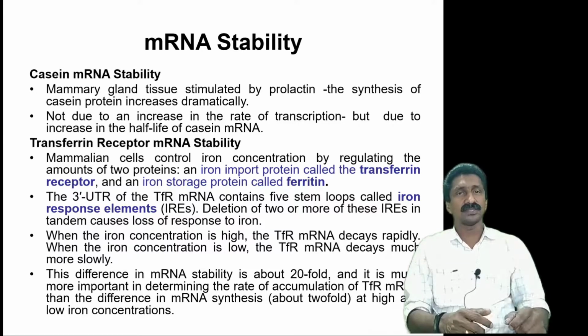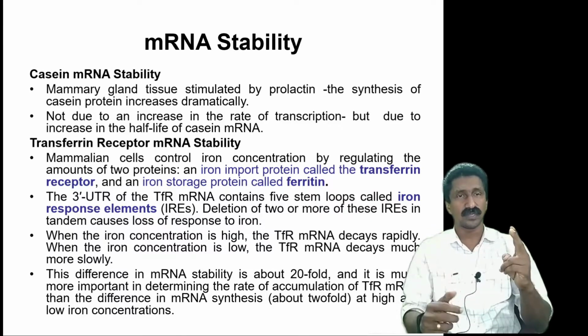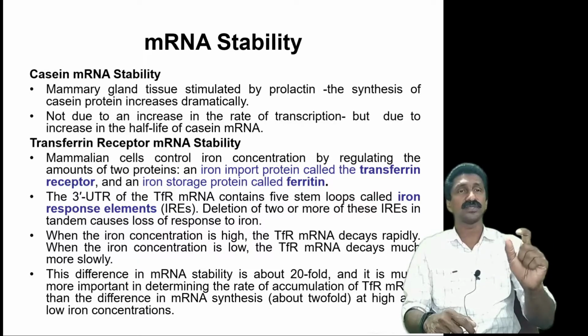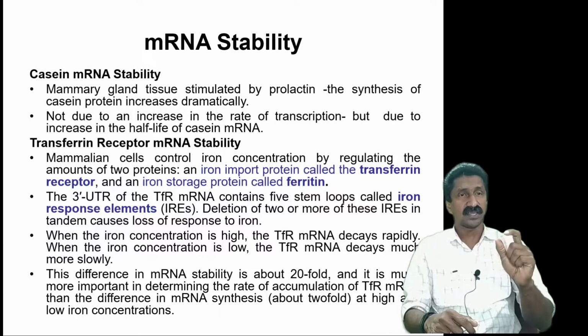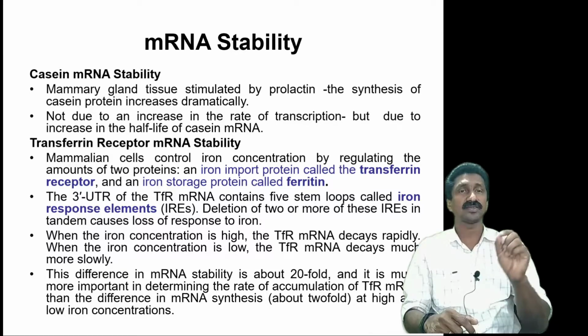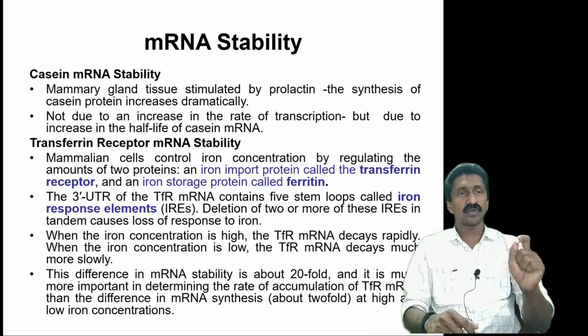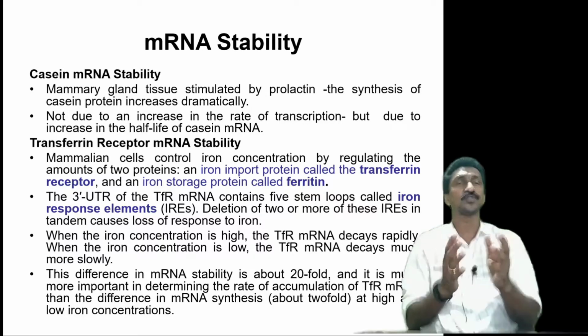Mammalian cells control the iron concentration by regulating the amounts of two proteins, an iron import protein called transferrin receptor and an iron storage protein called ferritin. The 3' untranslated region of the TfR mRNA, or transferrin receptor mRNA, contains 5 stem loops called iron response elements, or IREs. Deletion of two or more of these IREs causes the loss of response to iron.